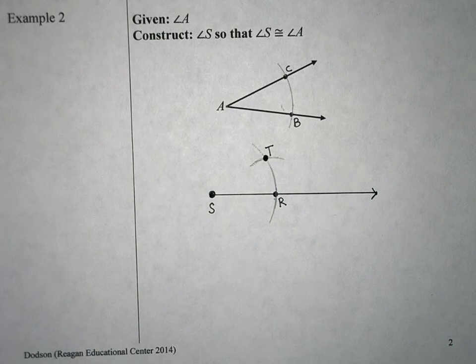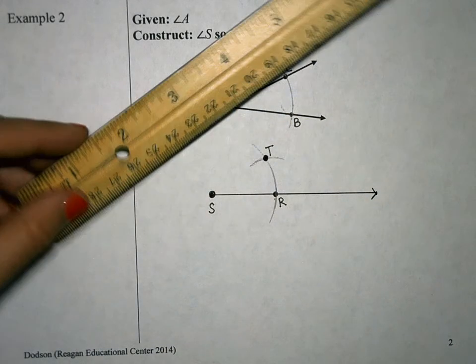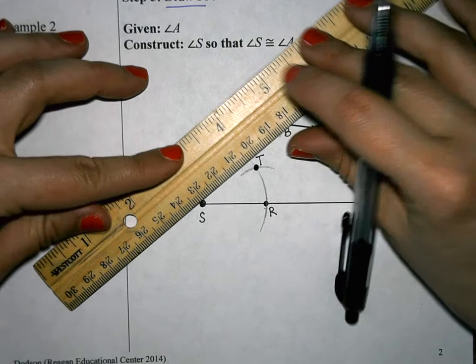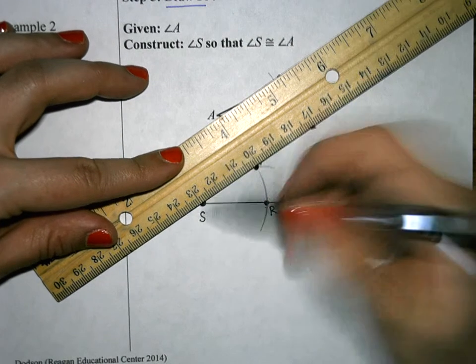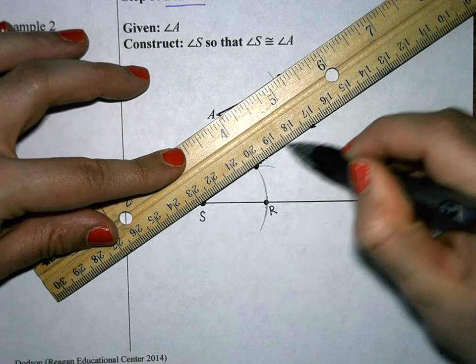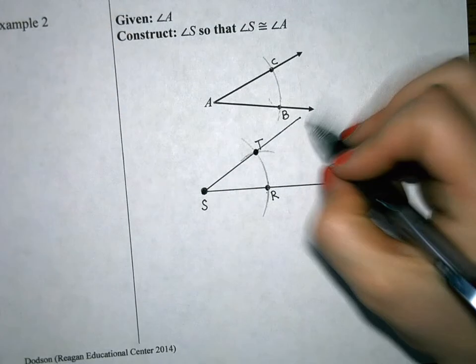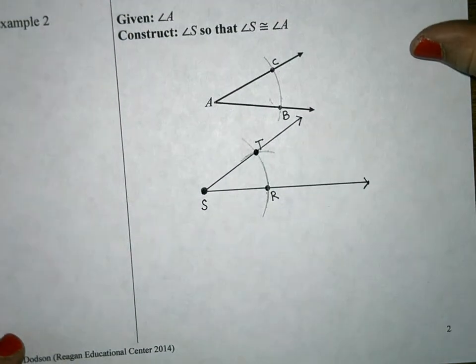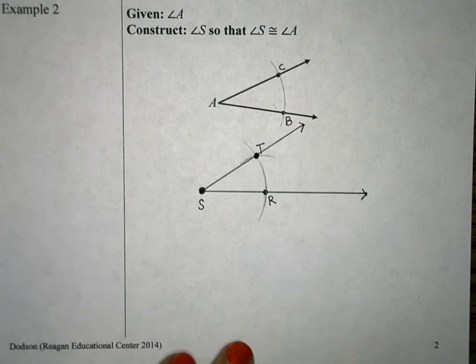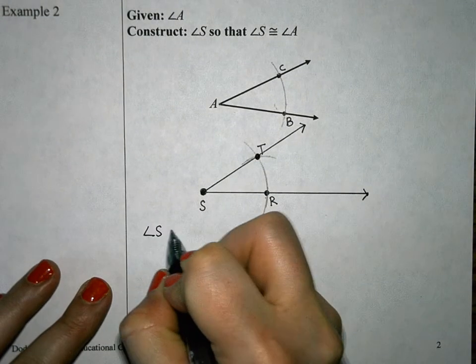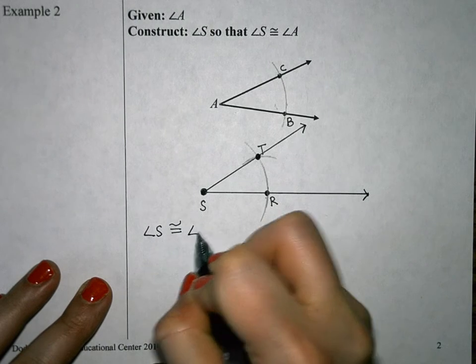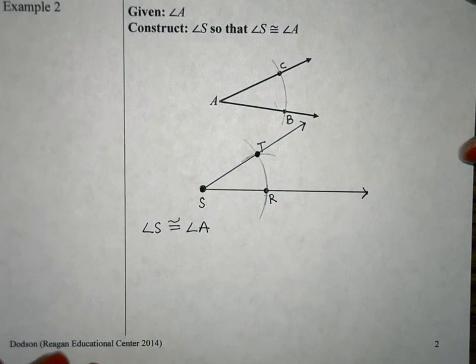And my last step is to draw ray ST. So I'm going to take my straight edge and put it through point S and point T and draw a ray through both of those. So now my angle S and my angle A are congruent, which you could use a protractor to measure the angles and they will be exactly the same.